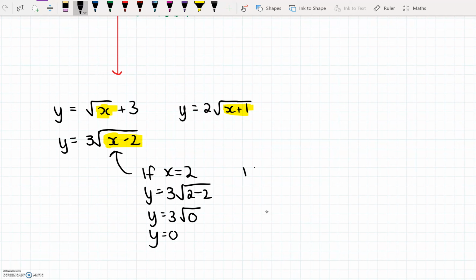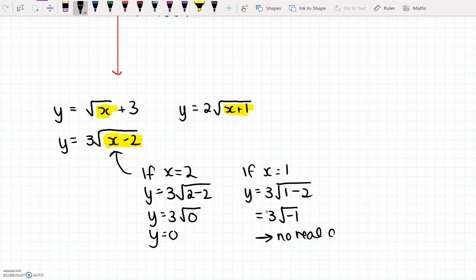All right, but if x equals 1, y equals 3 times the square root of 1 minus 2, which is equal to 3 times the square root of -1, and there is no real answer. Okay, so these are the kinds of things we want you to do today, just working out if there's an answer for various values and also just filling in some tables.